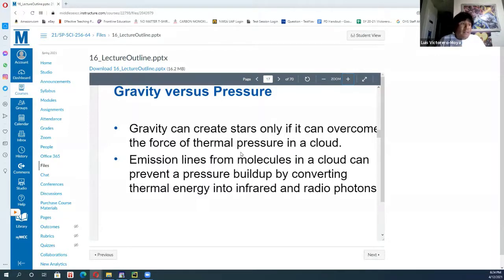Emission lines, all right, can also prevent this pressure from building up. So we are going to have to deal with both things, gravity and emission line pressure. And later on, I'm going to introduce a second form of pressure, because you can have pressure due to thermal radiation, thermal energy, right? But you can also have another type of pressure that is going to become very important when we study the stages of star formation.